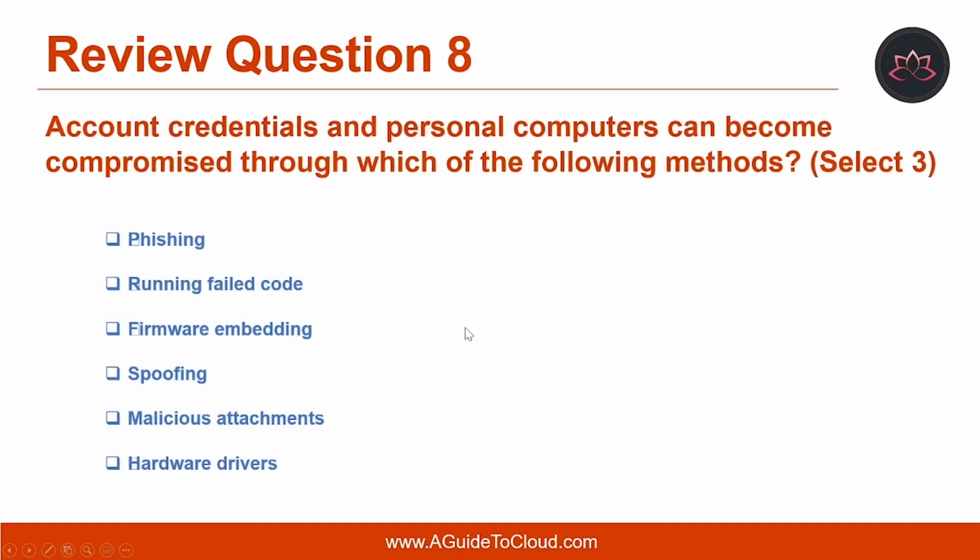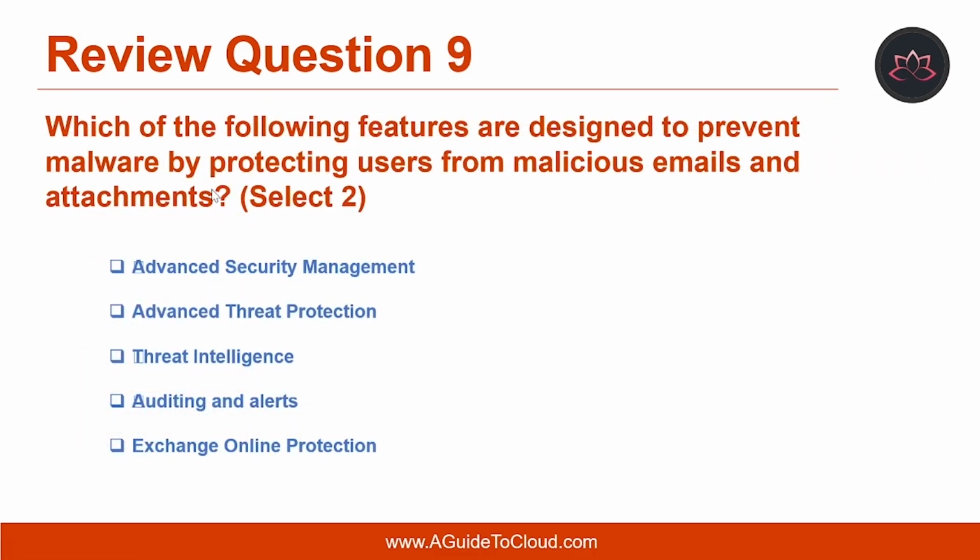Question number 8. Account credentials and personal computers can become compromised through which of the following methods? Select 3 answers. Phishing, spoofing, and malicious attachments. Let's look at question number 9. Which of the following features are designed to prevent malware by protecting users from malicious email and attachments? Select 2. Advanced Threat Protection and Exchange Online Protection.